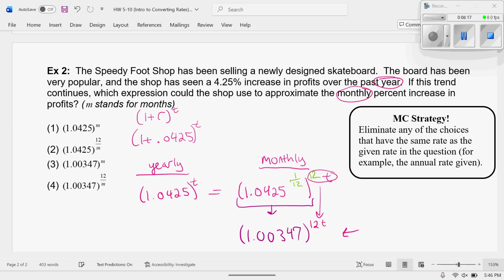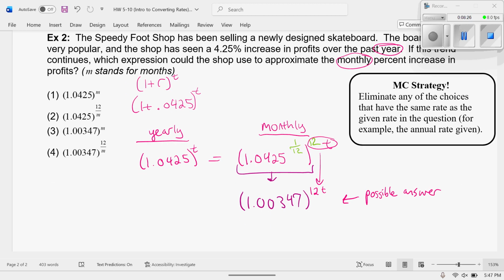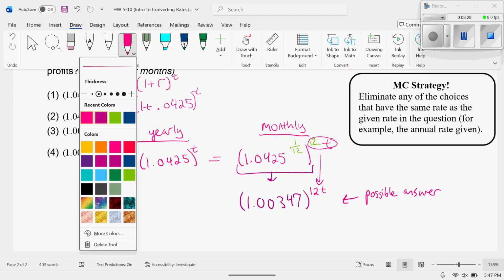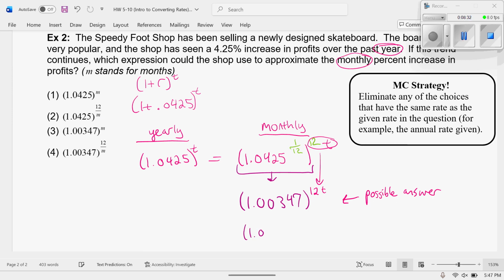And sometimes this is an answer choice. But really what we're looking for is now to replace the exponent because we converted to months. We no longer need a t. We're going to put m for months. And that ends up being choice 3. And you can see that it increases, like the rate here. A rate of increase is about 0.347%.